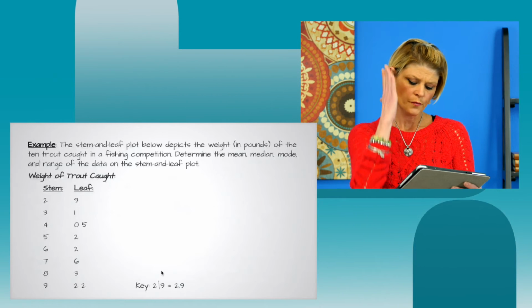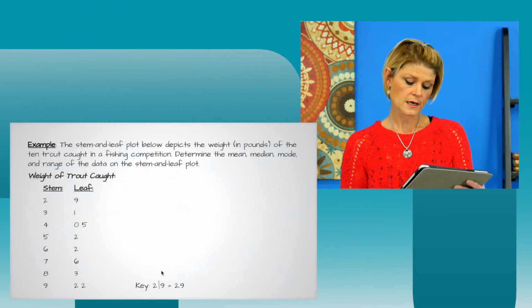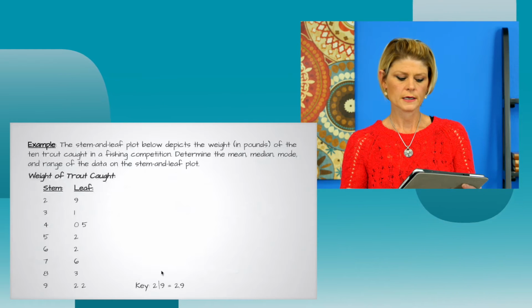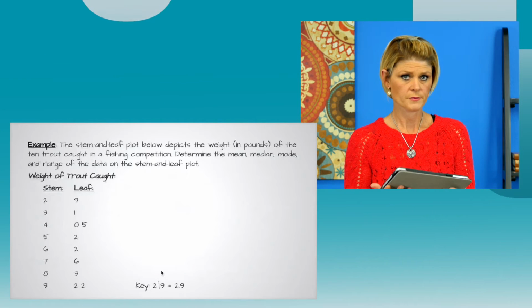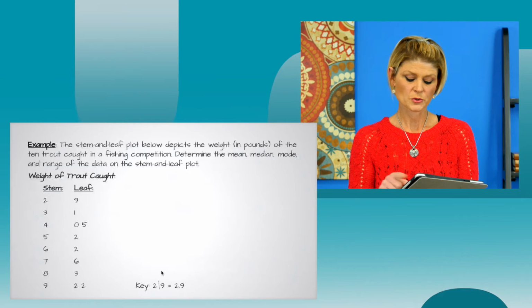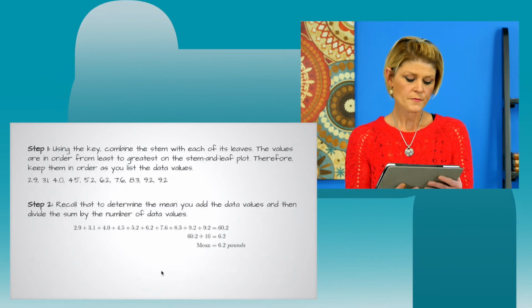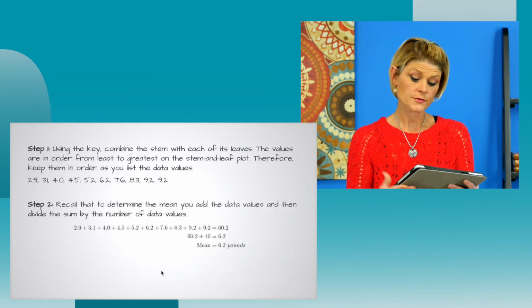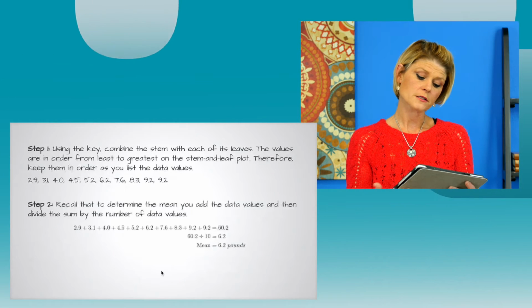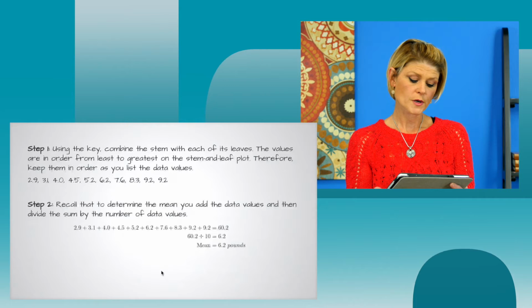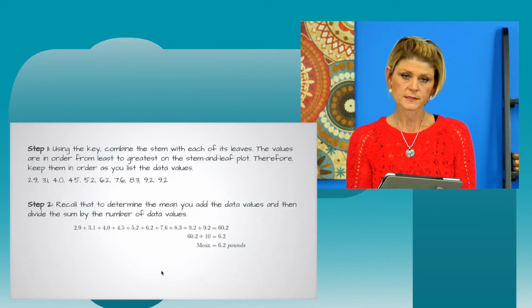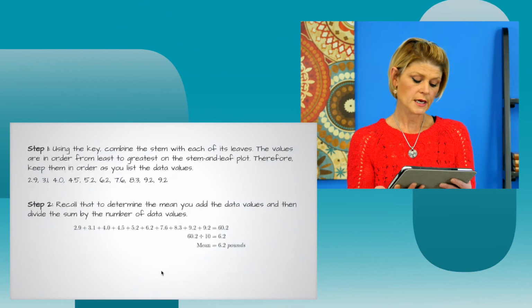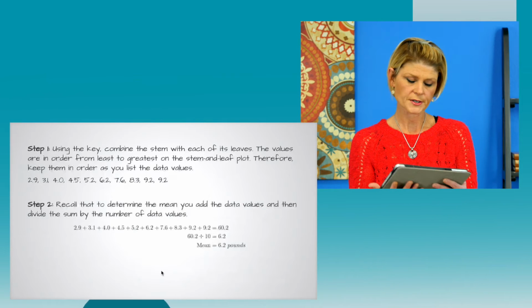You see the 2 with the line and the 9, that means 2.9, not 29. That would be 29 pounds, which would be a very large trout. So 2.9. Okay, step 1, using the key, combine the stem with each of its leaves. The values are in order from least to greatest on the stem and leaf plot. Therefore, we're going to keep them in order as we list the data values. So we got 2.9, 3.1, 4.0, etc., etc.